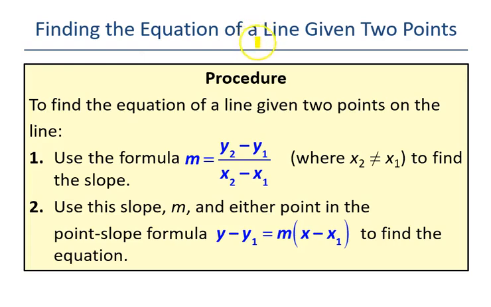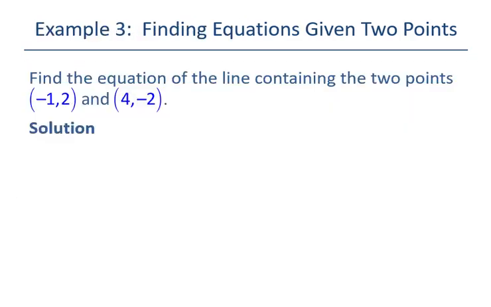Okay. Finding the equation of the line given 2 points. Okay, find the equation of the line given 2 points on the line. Use the formula. Notice we've got to go ahead and find the slope first, which is that right there. And where it says x2 cannot equal x1, the reason being is if those two are equal, you get 0 in the denominator, and therefore you're going to have something that's undefined. Okay, use the slope m on either point. There, that is there. Just kind of what we've just done. So let's go back in here and let's do a couple more examples here.